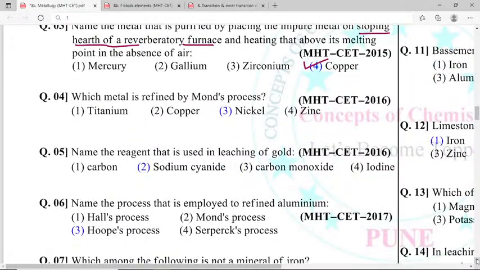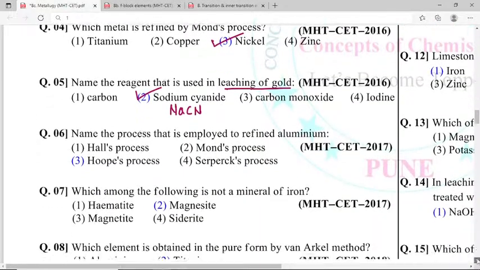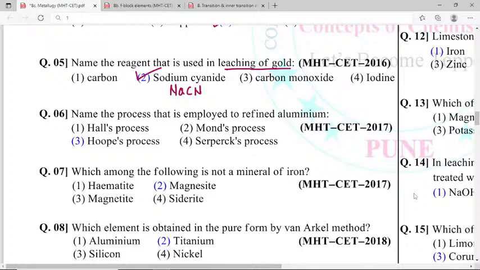Which metal is refined by Mond process? Nickel. Nickel is a metal refined by Mond process. Name the reagent that is used in leaching of gold. In leaching of gold, sodium cyanide, NaCN, is used. Name the process that is employed to refine aluminium. Hoope's process. Hoope's is the name of the process used to refine aluminium.